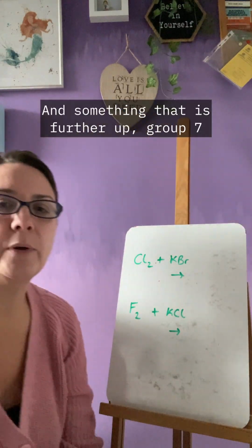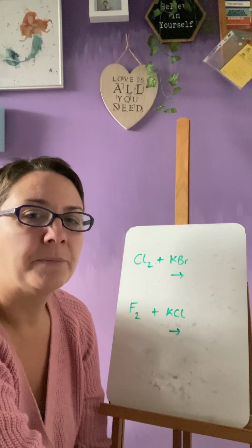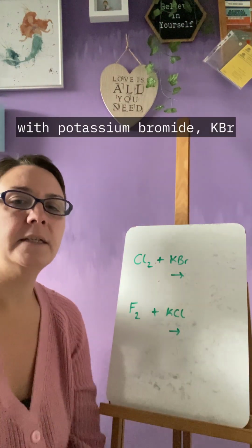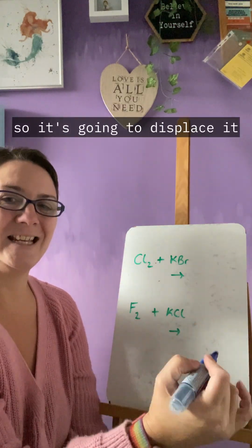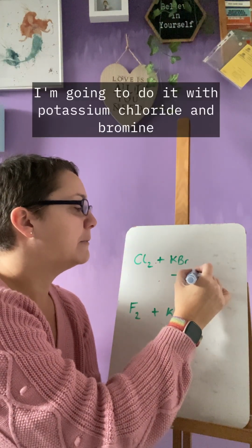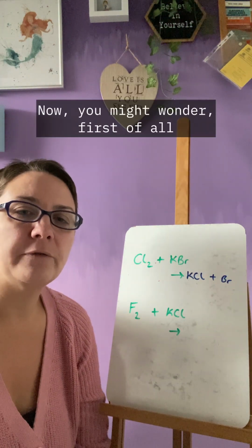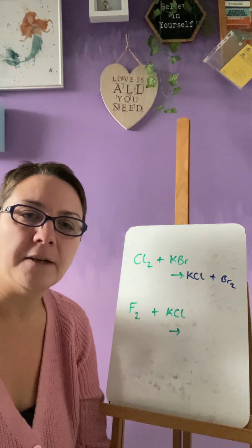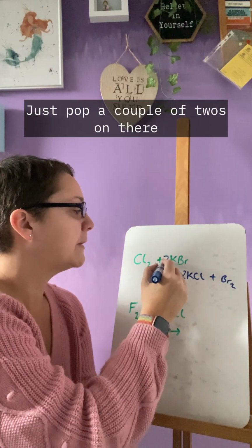Last thing on group 7, something that is further up group 7 can displace something that is lower down group 7, obviously because it's more reactive. So if I react chlorine here, Cl2, with potassium bromide, KBr, what's going to happen is the chlorine is more reactive than the bromine, so it's going to displace it, it's going to take the place. And I'm going to do it with potassium chloride and bromine. Now, you might wonder, first of all, where's that 2 gone? Why is there 1 here instead? This equation isn't balanced. I can balance it really quickly for you. Just pop a couple of 2s on there.